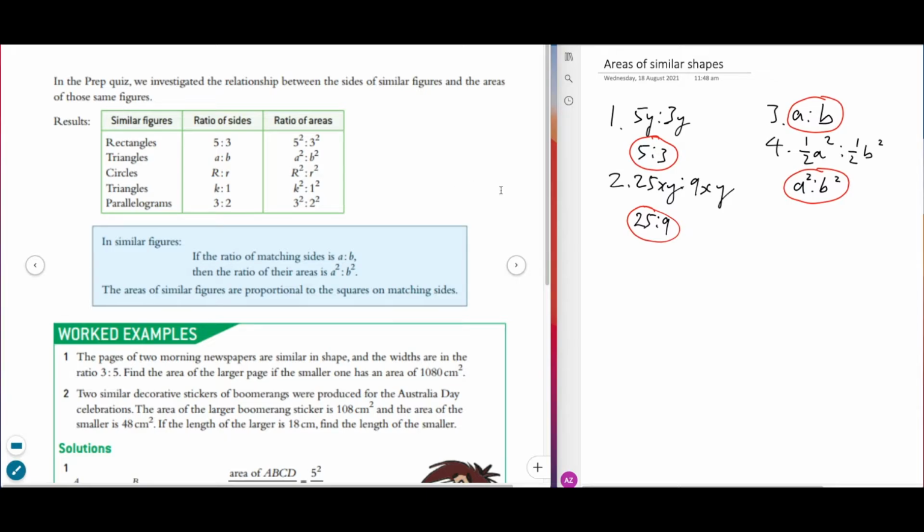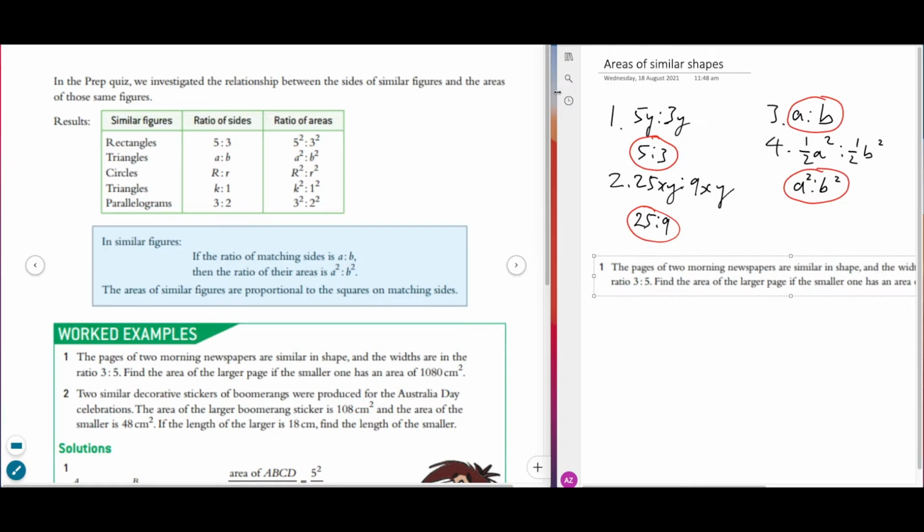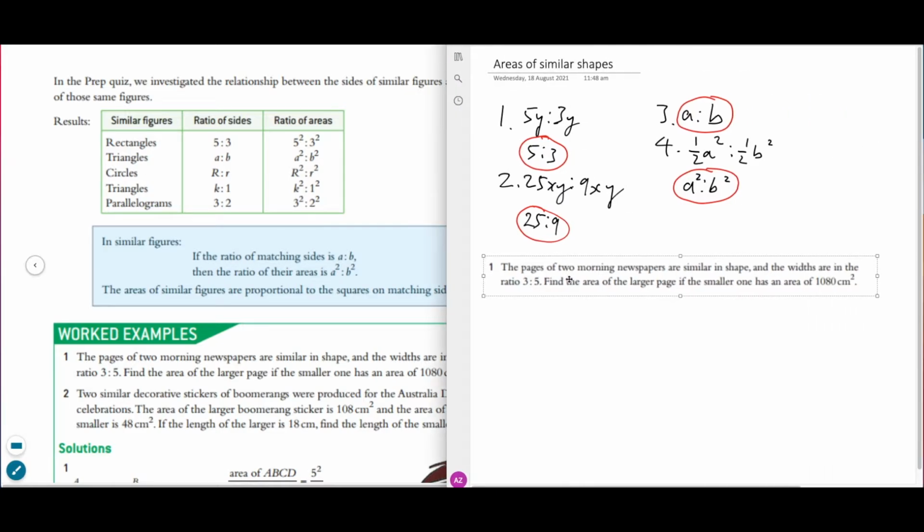So I'm just going to go through two examples, and the examples, as you probably would have guessed, are the ones from here. So let's take a look. Make it a bit bigger. Okay, the pages of two morning papers are similar in shape, and the widths are in the ratio of 3 to 5. Find the area of the larger page if the smaller one has an area of 1080.